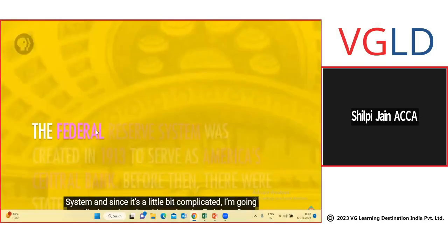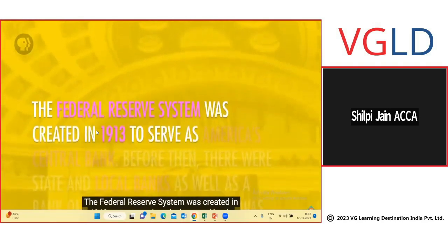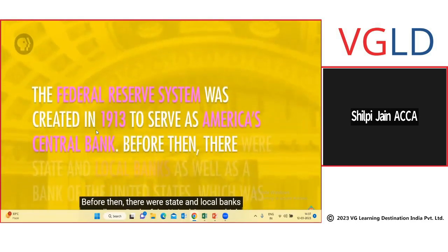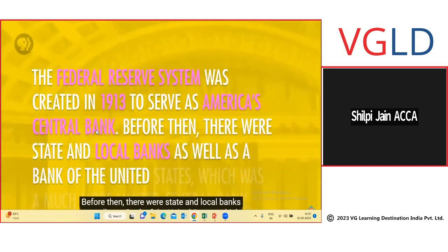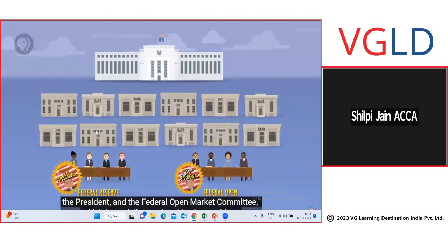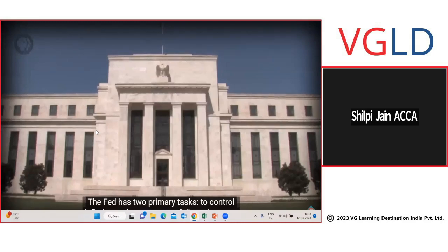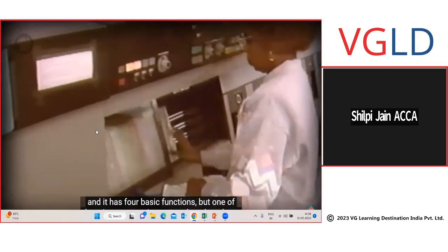The Federal Reserve System was created in 1913 to serve as America's central bank. Before then, there were state and local banks, as well as a Bank of the United States, which was a much more limited central bank. The Fed is made up of 12 regional banks and 2 boards, the Federal Reserve Board of Governors, who are appointed by the President, and the Federal Open Market Committee, which is partially appointed by the President. The Fed has 2 primary tasks, to control inflation and to encourage full employment. And it has 4 basic functions, but one of them is way more important than the others.